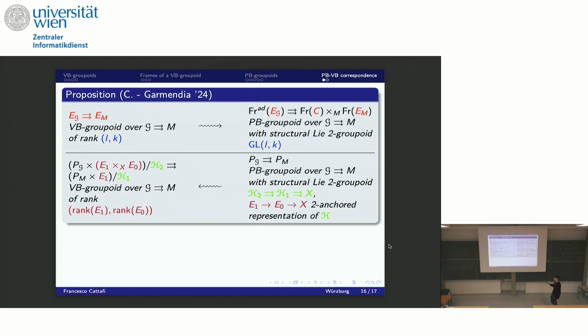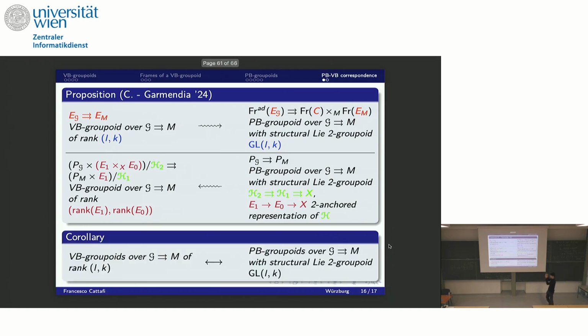I didn't give detail about that, but that's because this is really analogous to the standard case. I can just get some associated bundle and get precisely a VB-groupoid which has rank equal to the rank of those bundles. But in conclusion, I get what I want at the beginning, which is a correspondence between VB-groupoids of a certain rank and PB-groupoids, which have as a structural Lie groupoid this object GL_k, which plays indeed the same role as the general linear group in the standard theory of principal bundles. So this was our main objective.